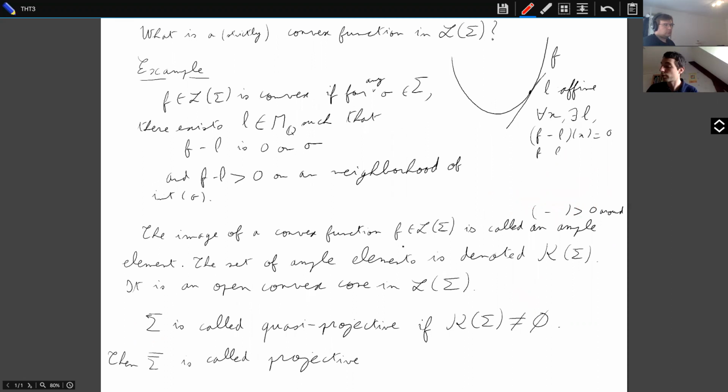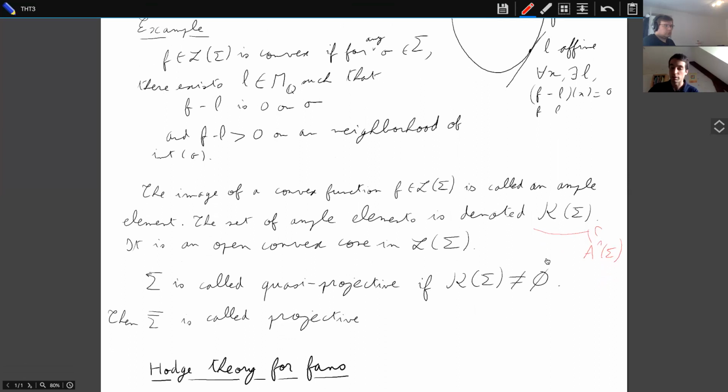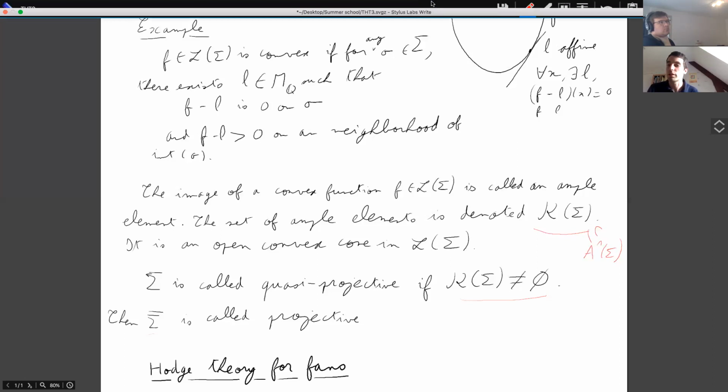And so the image of a convex function in A^1 is called an ample element. I denote the set of ample elements by K sigma, which is included in A^1 of sigma. So it's an open convex cone in A^1 sigma. And I say that sigma is quasi-projective if there is at least one ample element. And the compactification of sigma is then called projective. And so projectivity will be not necessary, but useful in tropical geometry to have a Hodge theory for fans. Okay, so I guess I stop here.